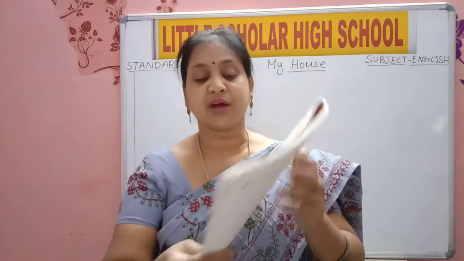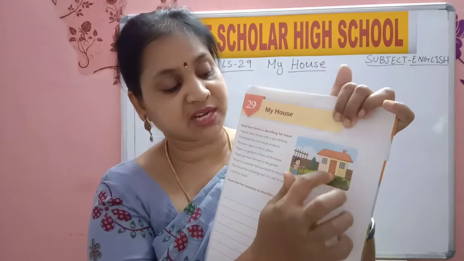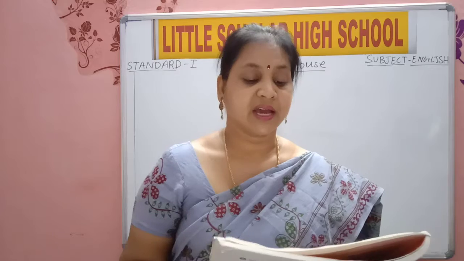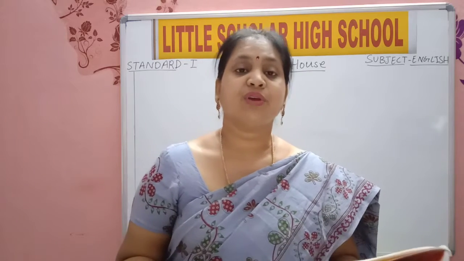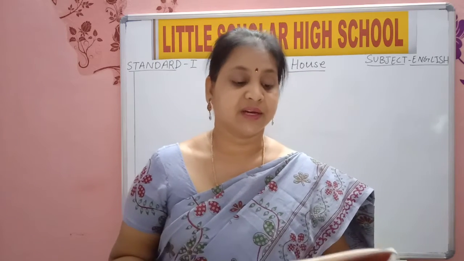Third line. T-H-E, the. F-R-O-N-T, front. D-O-O-R, door. Which is the front door? This red color is the front door. I-S, is. R-E-D, red. I-N, in. C-O-L-O-U-R, color. The front door is red in color.